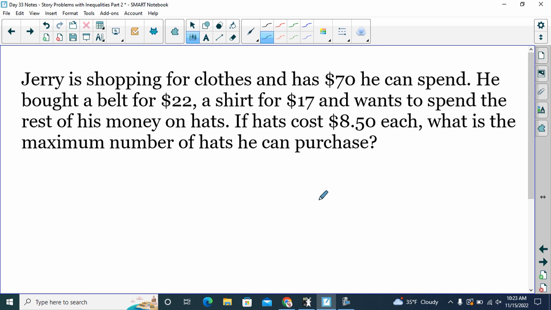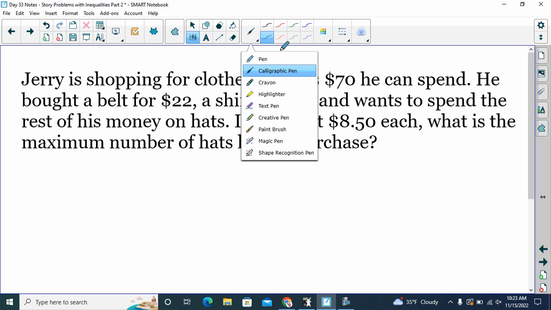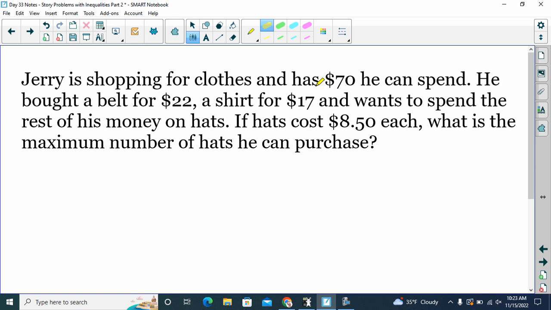So again, let's start with words here. Actually, let's highlight the things you should probably get in your notes here. Jerry has $70 he can spend. He bought a belt for $22, a shirt for $17, and the rest on hats. Hats cost $8.50 each. We need to know what is the maximum number of hats he can purchase.